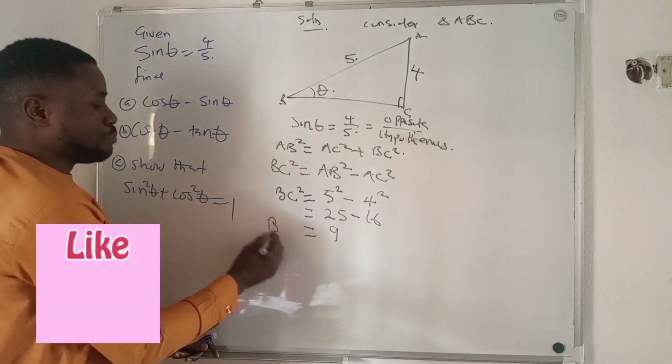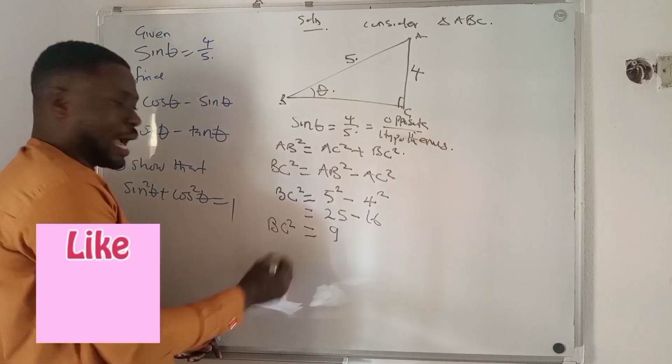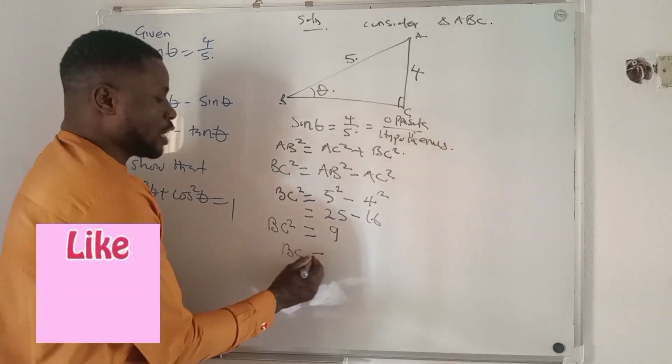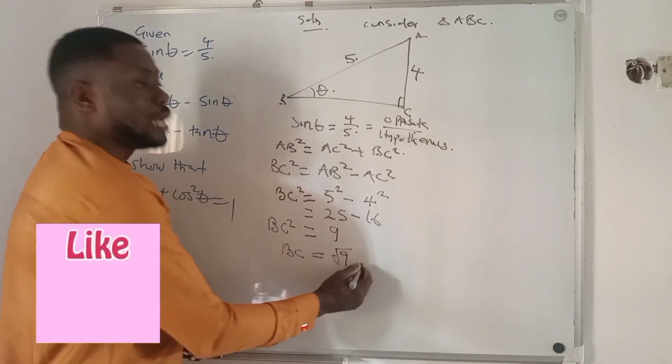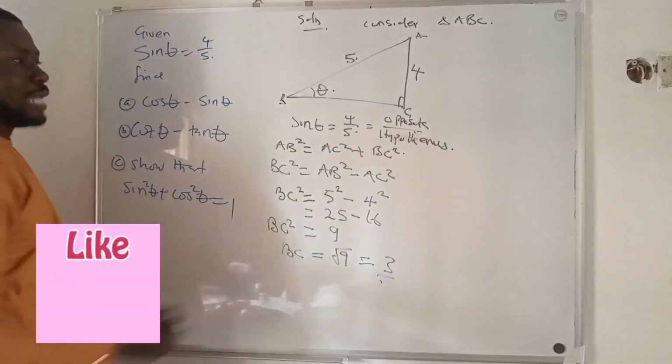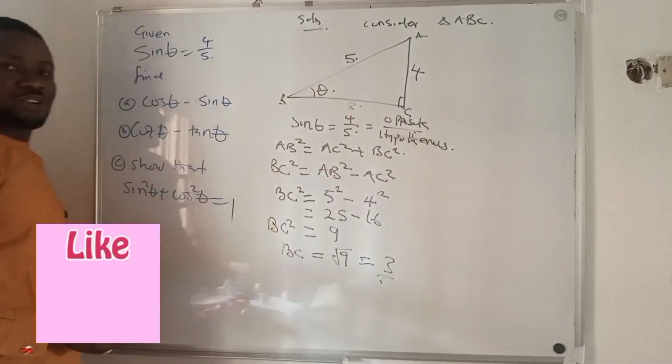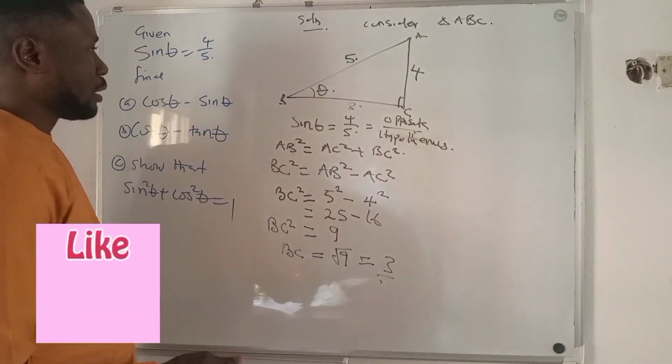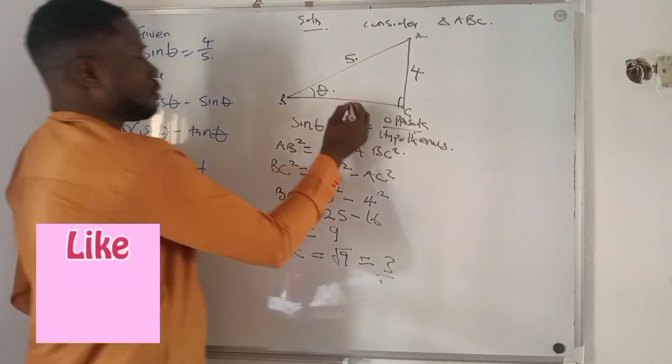So you have BC square equal to 9, so that BC will be equal to the square root of 9. And the square root of 9, you know, will be 3. That means this part is 3. This side is 3. BC is 3.